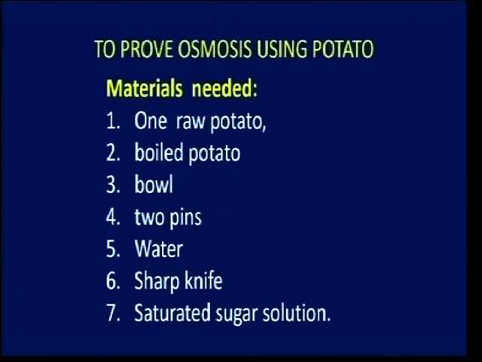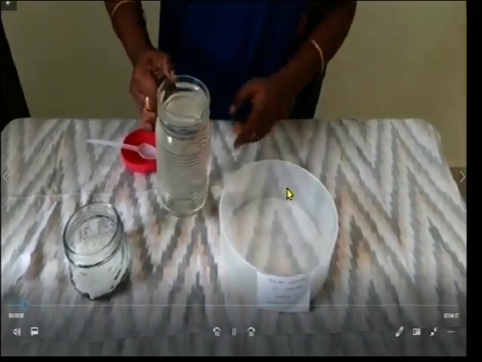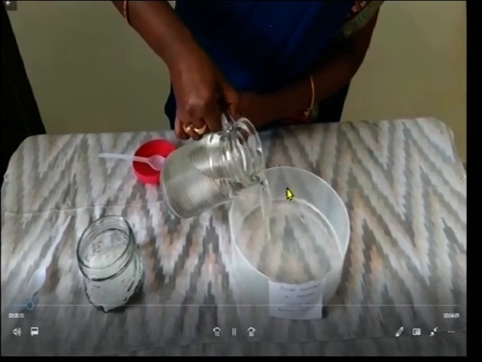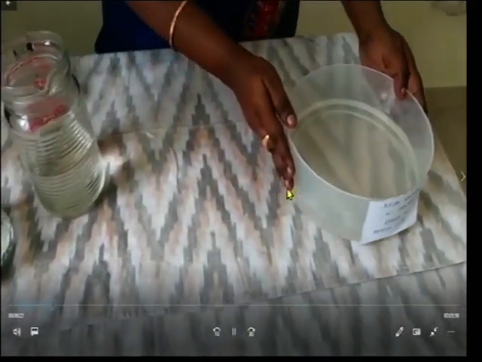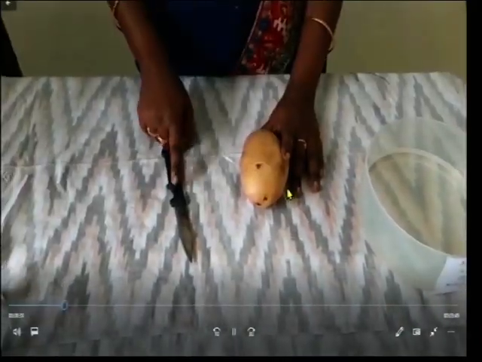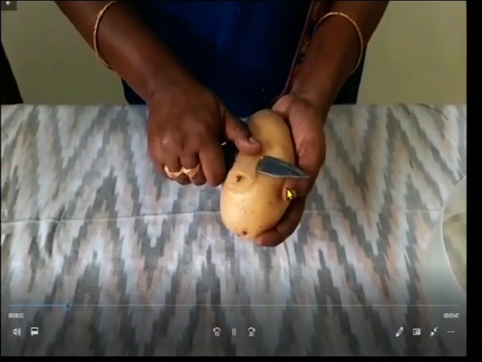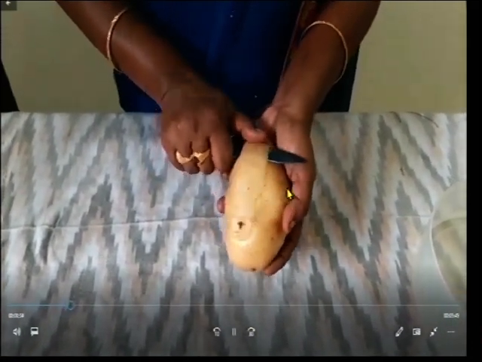For that, the materials needed are 1 raw potato, 1 boiled potato, 1 bowl, 2 pens, water, a sharp knife and saturated sugar solution. Let's see the activity by using the video. Children, let's do some activity to observe the process of osmosis in the potato cup. Now pour sugar solution into the trough. Let's make the potato cup. Potato and a knife. Peel off the outer layer of the potato.